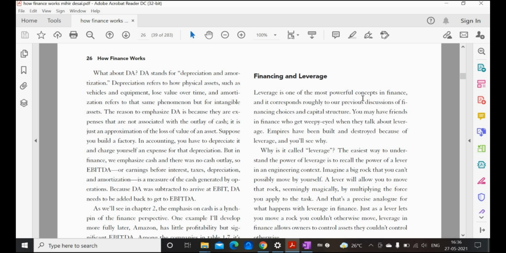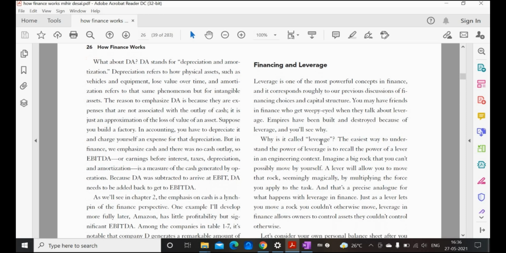Leverage is one of the most powerful concepts in finance, and it corresponds roughly to our previous discussions of financing choices and capital structure. You may have friends in finance who get starry-eyed when they talk about leverage. Empires have been built and destroyed because of leverage, and you will see why. Why is it called leverage?